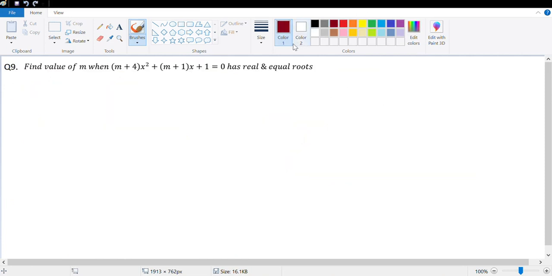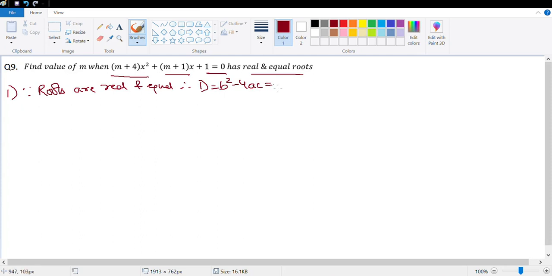The next question that we have is question number 9. It says find value of m for which the equation (m plus 4) times x square plus (m plus 1) times x plus 1 is equal to 0 has real and equal roots. So since roots are real and equal, therefore D, which is equal to b square minus 4ac, is equal to 0. Now in this question, a is equal to m plus 4, b is equal to m plus 1 and c is equal to 1.